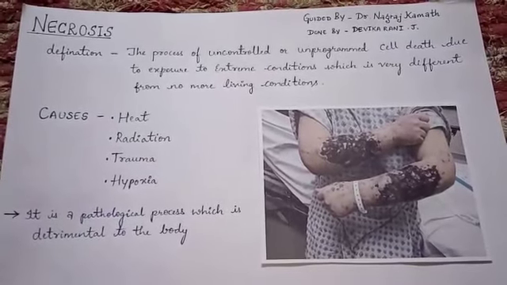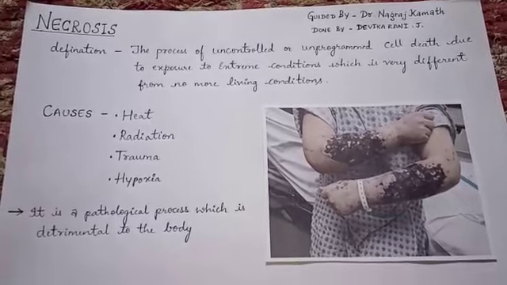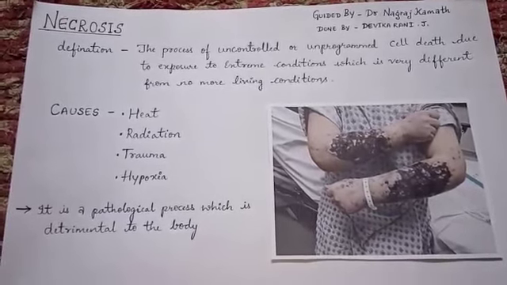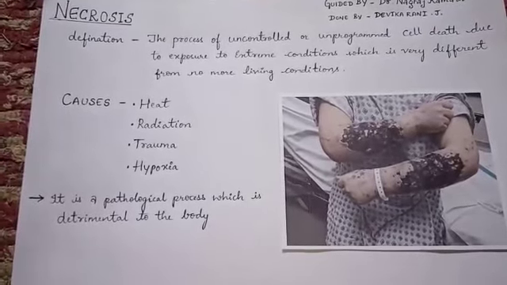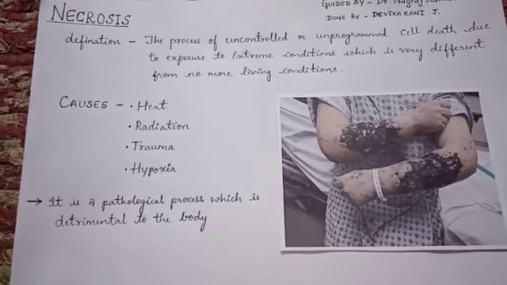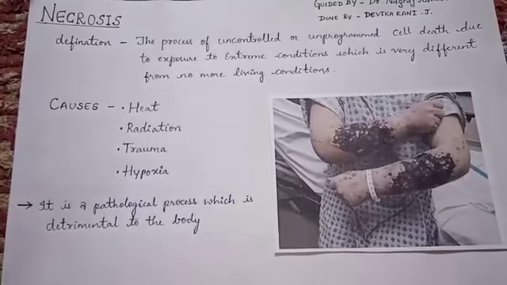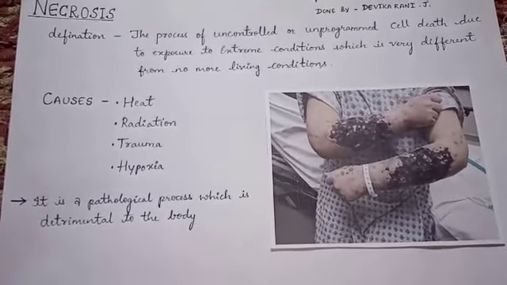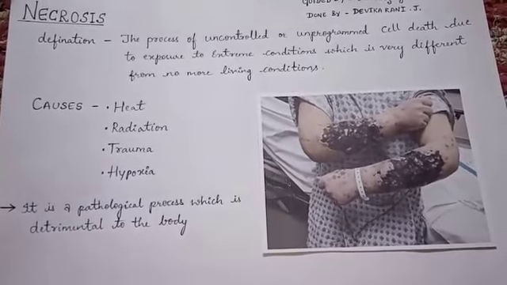Necrosis is a pathological process of uncontrolled or unprogrammed cell death. This is due to exposure to extreme conditions, which is very different from normal living conditions. In necrosis, there is death of tissues when there is a lack of blood flow to the tissues. This may be due to heat, radiation, trauma, hypoxia, and chemicals.